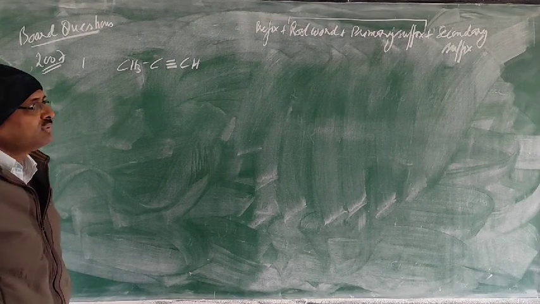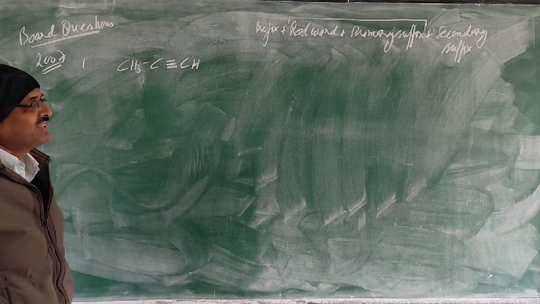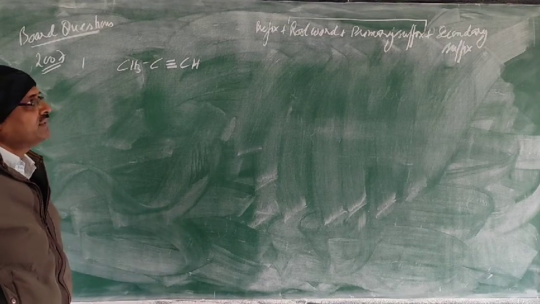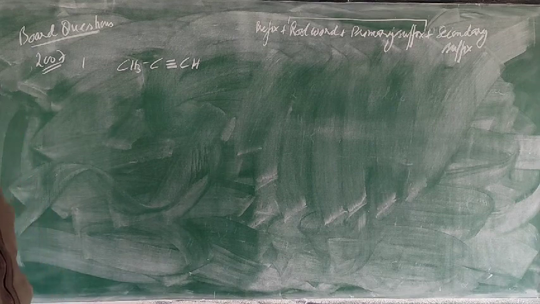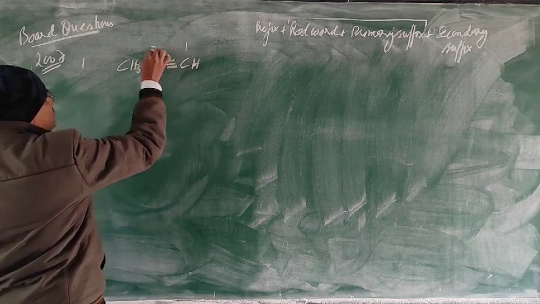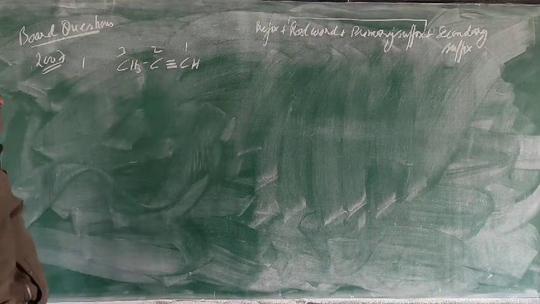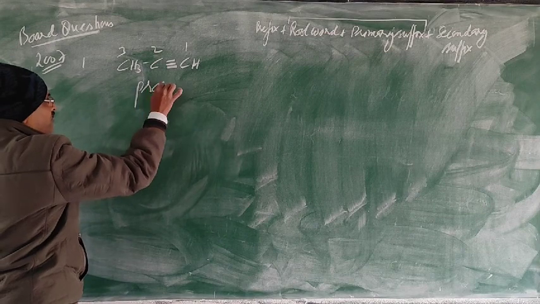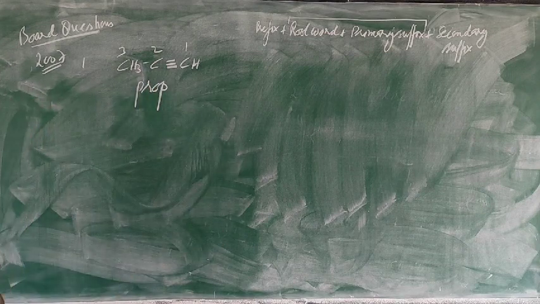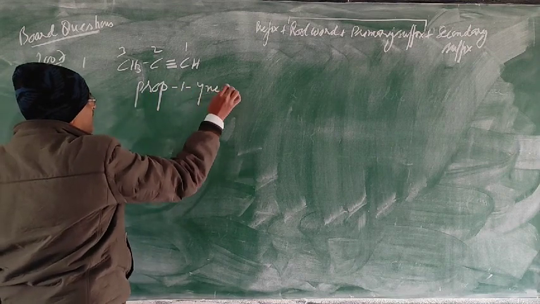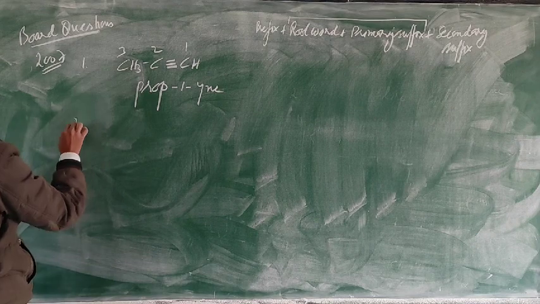In this compound, substituents are not given, so the prefix will not be there, and the functional group is also not given, so the secondary suffix will not be there. So do the numbering here. This is the longest carbon chain: 1, 2, 3. What is the root word for 3 carbon atoms? Prop. Then for the triple bond, yne is used, and the position is the first carbon atom. So prop-1-yne is the IUPAC name of this compound.